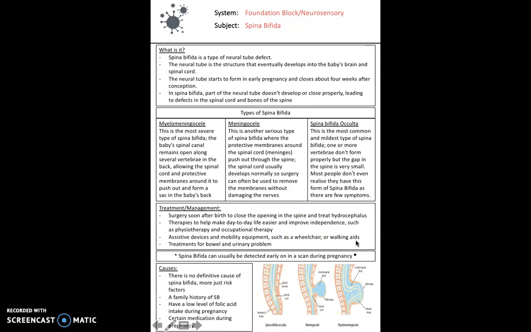This condition is most commonly treated via surgery for the more severe forms, particularly in those first few weeks of life. Therapies to help make day-to-day life easier and improve independence, such as physiotherapy and occupational therapy, are also used, as well as assistive devices and mobility equipment, such as wheelchairs and walking aids.